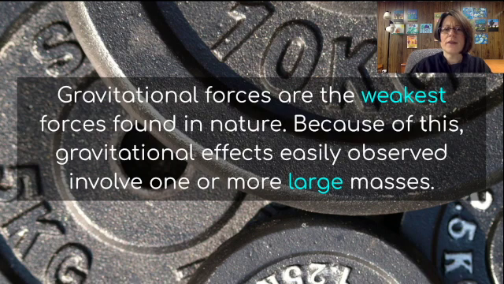Now, gravitational forces are the weakest forces found in nature. And we know that because, remember about G being very small, the universal gravitational constant being a very small number? It's a really small number because gravity is really weak. Because of this, gravitational effects easily observed involve one or more large masses. That's why when we're talking about gravity, we're usually talking about planets.